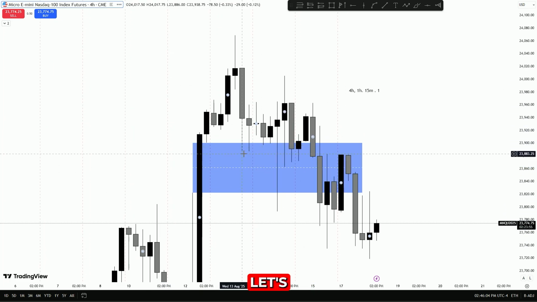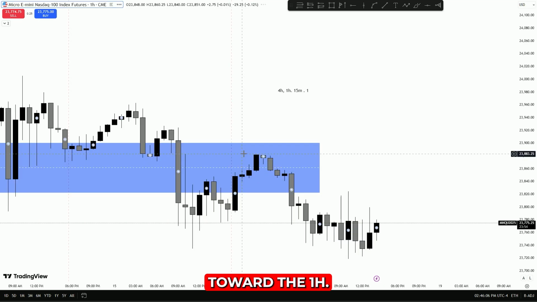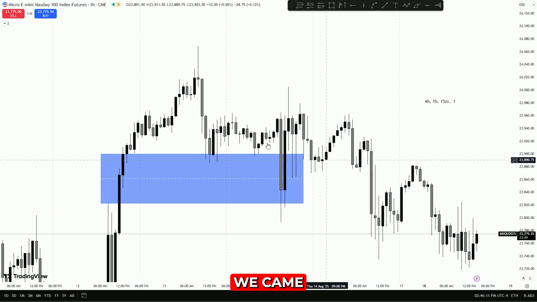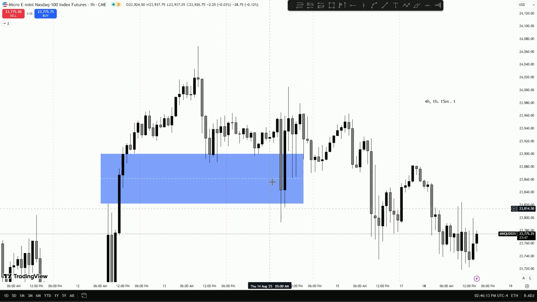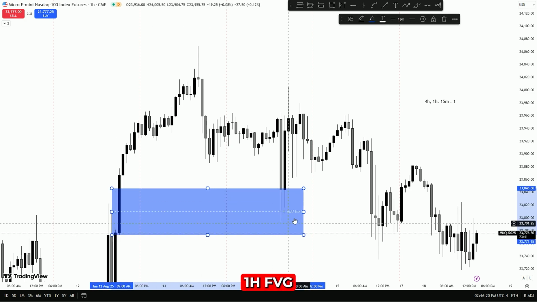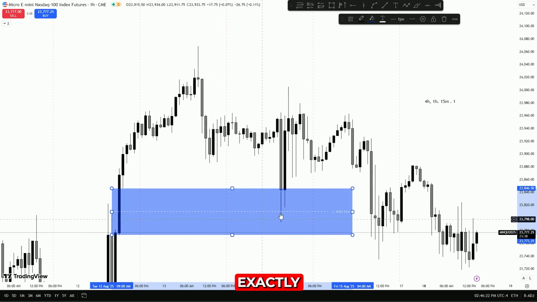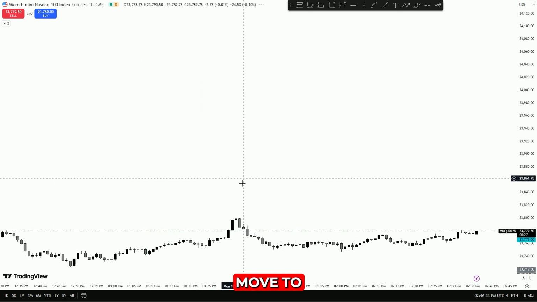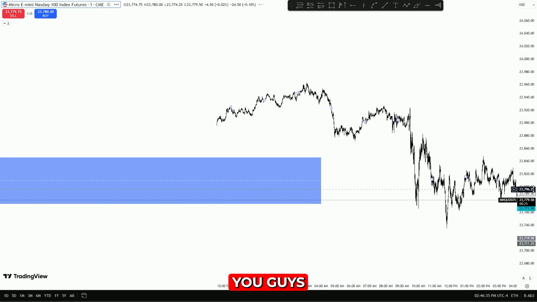So let's move now toward the 1H, and if you see, we got this higher time frame 4 hour order block, and we came all the way down. We swept the liquidity of this order block, and then this is the 1 hour FVG, which exactly tapped the consequent encroachment of the FVG. We also tapped the consequent encroachment of the 1 minute FVG. Now this is your external liquidity. Now what is your internal liquidity? You're gonna move toward the 1 minute, and let me show you guys.